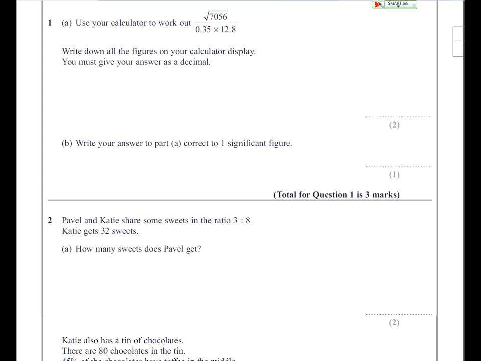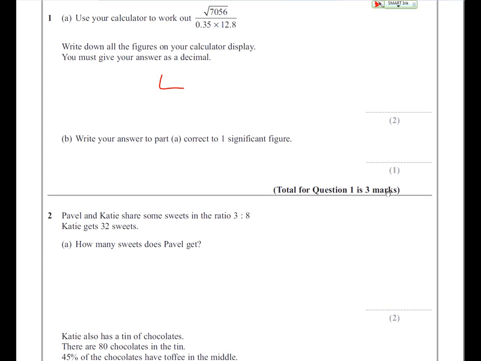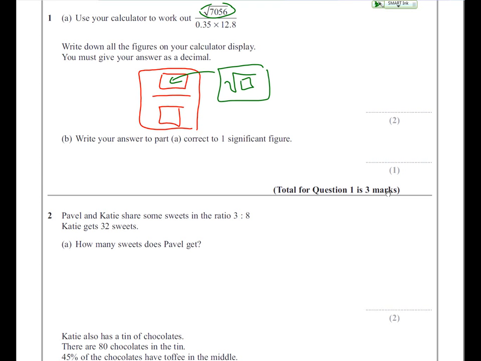Use your calculator to work out the value of that expression. The button that I like to use on my calculator looks like that, and what that does is it gets a fraction for you. Then you can type the top thing into your fraction by using the square root button, and then 7056. Then you can press the down arrow to move on to 0.35 times 12.8. Then you press equals and it gives you the answer of 18.75. To get it as a decimal, you might need to press the extra button that says SD like that.